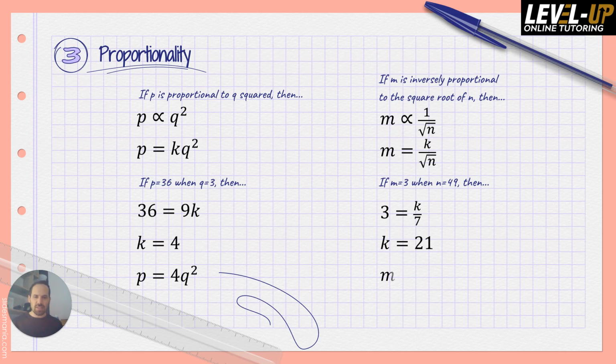You may not need to be that specific. It depends on the question. And if we substitute that back in, we basically get m equals 21 over, that should be root n, not just n there. So 21 over root n.